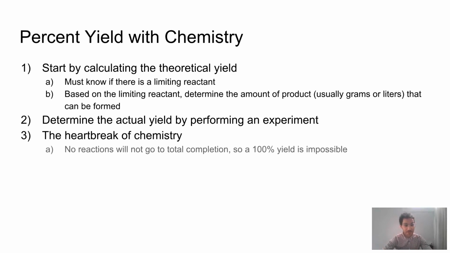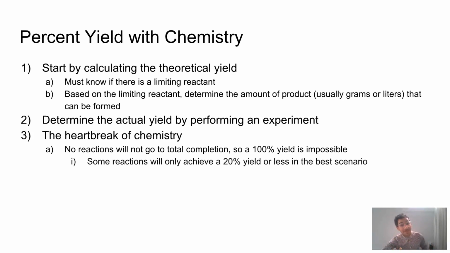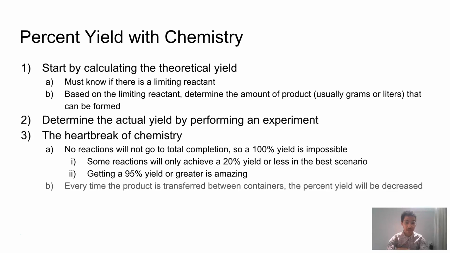And thus, the heartbreak of chemistry comes where, as I said, no reactions will go to total completion. So 100% yield is theoretically impossible. If you have one, it's probably because you goobered up. And some reactions are great if you get like a 20% yield. Those are really sad reactions. Some have even less than a 10% yield at best. So the percent yield is sometimes used as a measurement of how good a reaction is. If you're getting a high percent yield with a reaction, that's great.